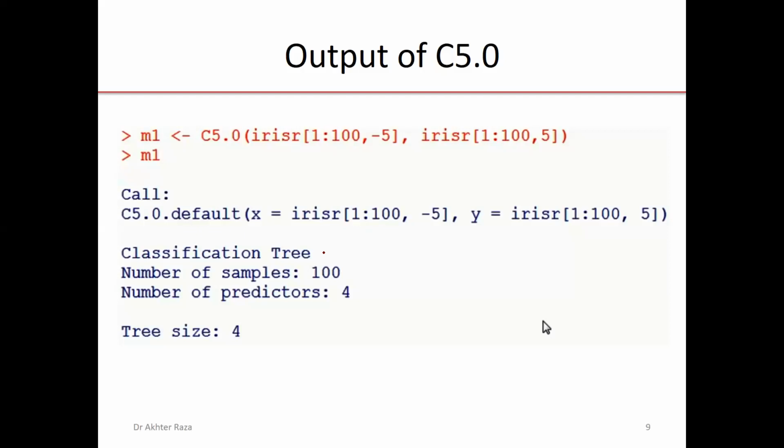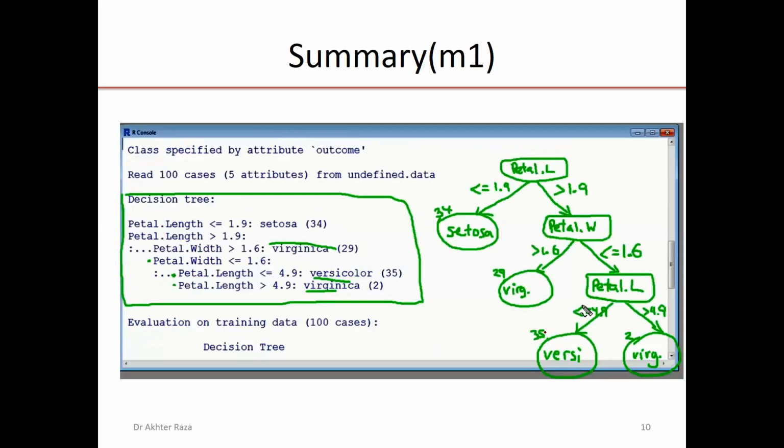Now the classification tree: the number of samples is 100 because 100 rows are used, and the number of predictors is 4. What are the predictors? Sepal.Length, Sepal.Width, Petal.Length, Petal.Width. These are the 4 predictors, and we use the 4 predictors here to specify the variable x. The tree size is 4. So this is the tree. You can see that class specified by attribute outcome, read 100 cases, 5 attributes from the undefined.data, decision tree.